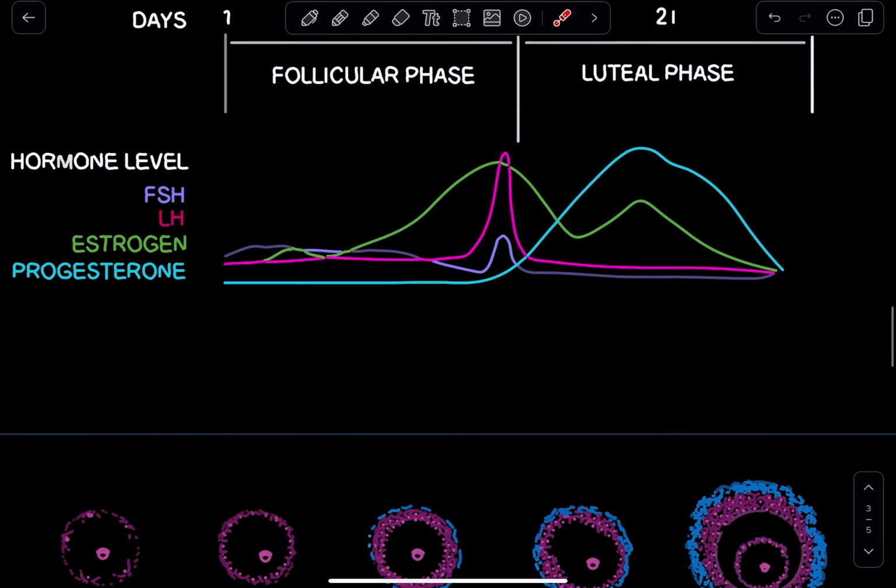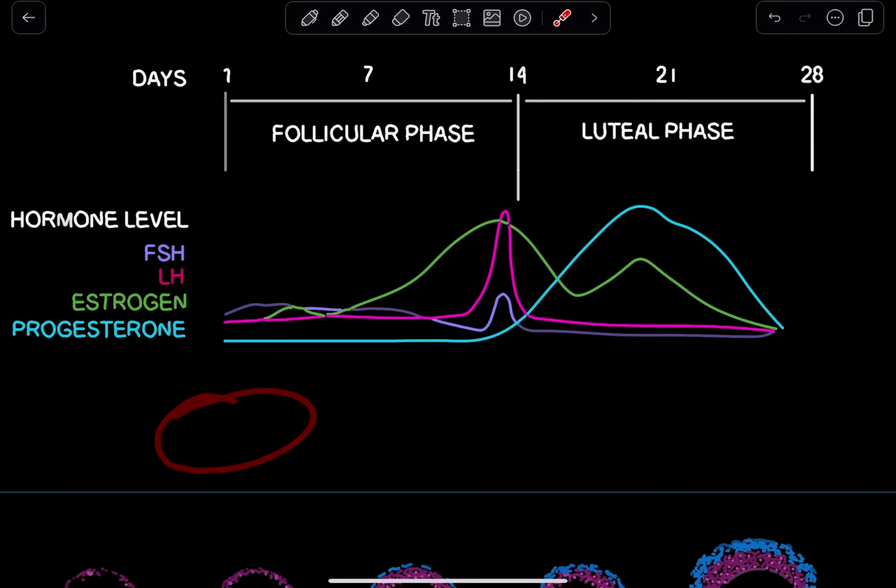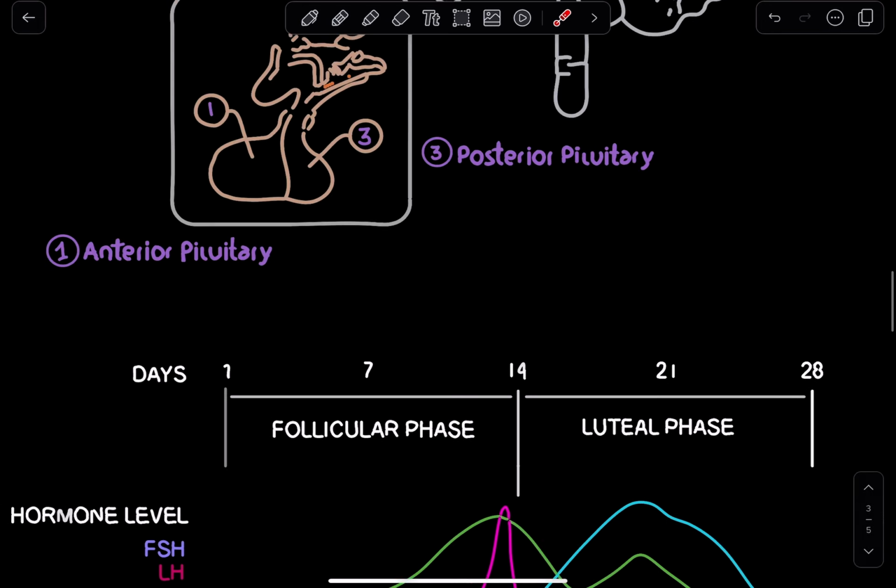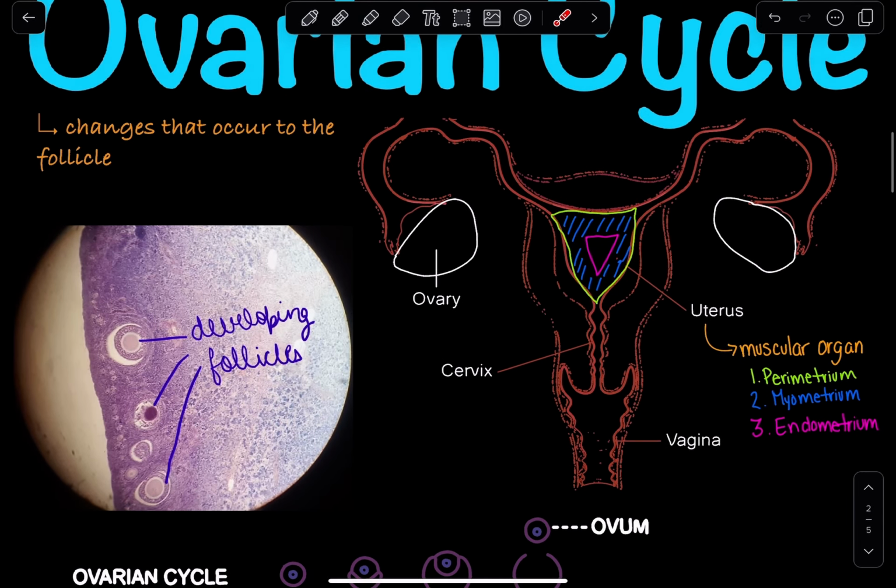Because remember, the corpus luteum was eventually leading to its own demise because it needed FSH and LH to survive. But if implantation occurs and those syncytiotrophoblast cells of the blastocyst secrete human chorionic gonadotropin hormone, that hormone will maintain the corpus luteum. And if the corpus luteum is maintained, it will continue to produce estrogen and progesterone, and the estrogen and progesterone will maintain the endometrium of the uterus, and it will allow for the zygote to continue to grow and develop. And that is essentially the ovarian cycle.